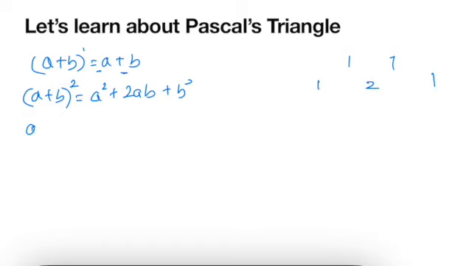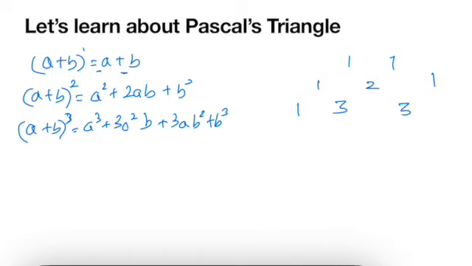And for a plus b whole cube, it is a cube plus 3a square b plus 3ab square plus b cube. This will be 1, 3, 3, 1. Now, if you see a pattern, every row starts with a 1 and ends with 1, right? And there is a beautiful pattern here.